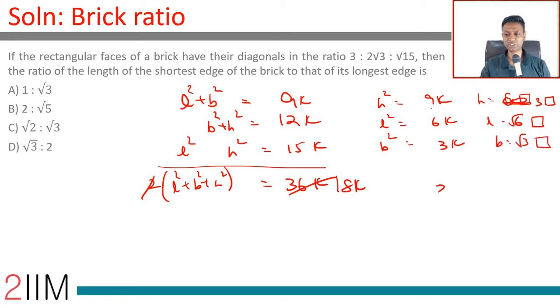Longest to shortest is 3:root 3, but the length of the shortest to longest is what we want to find, not longest to shortest. So it's not 3:root 3, it's root 3:3 or 1:root 3.